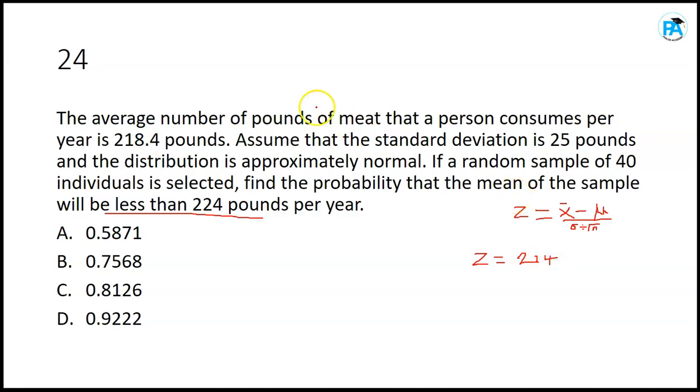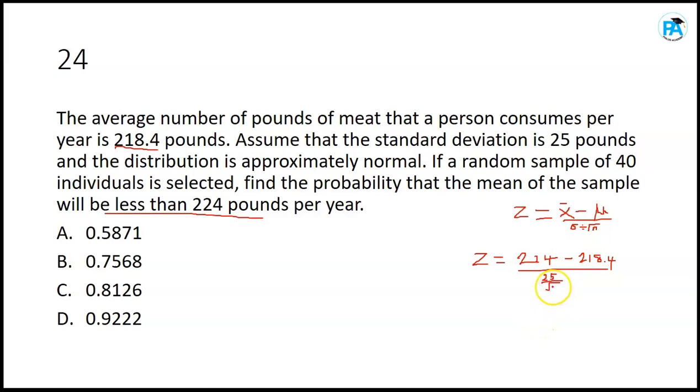The mean given in the head note is the population mean. What was given here was the population mean, the average number of pounds of meat. So this was the population mean. So 218 minus 218.4, all divided by, what's the standard deviation? The standard deviation was 25, so you say all divided by 25 over root n, or use the division sign, divided by root n, or over root n.